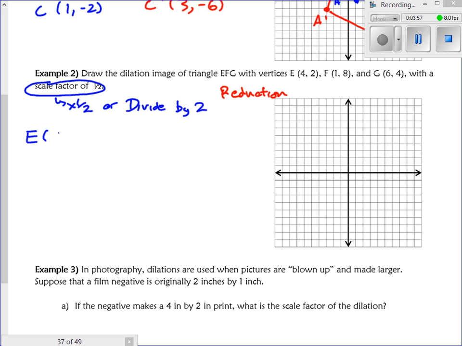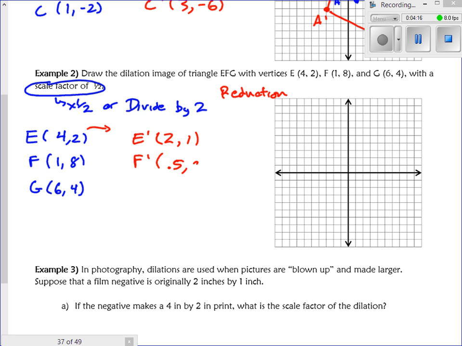So E being at (4, 2), F being at (1, 8), and G being at (6, 4), you're literally going to take all those points and cut them in half, because that's what we're told to do. Use a scale factor of 1/2. So E prime is now (2, 1). F prime is now (0.5, 4). And G prime is now at (3, 2). So it took that original triangle and we should have made it smaller.